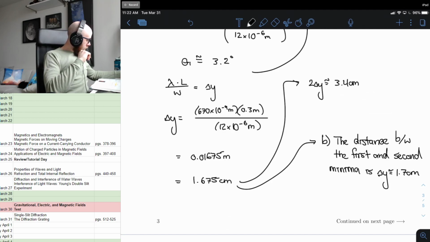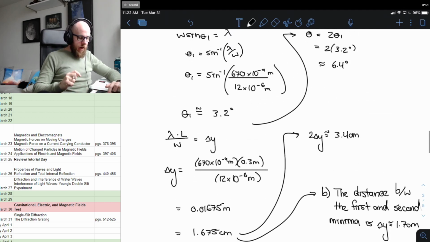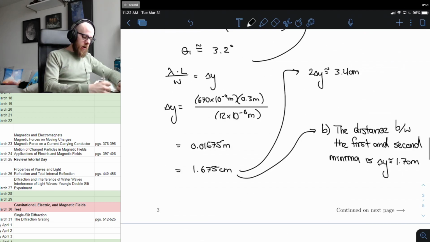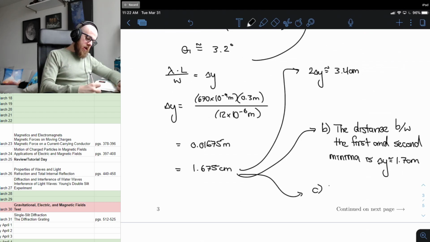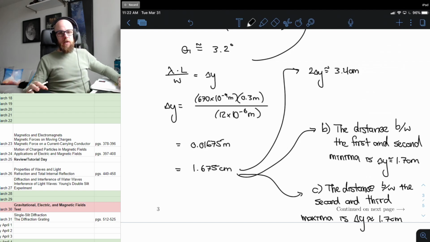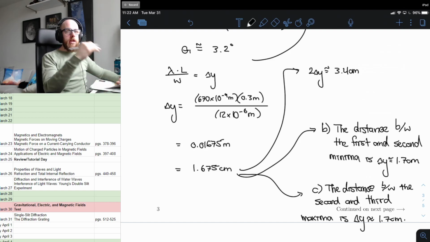All right. And the distance between, again, going back up to part C here, determine the distance between the second and third maxima. Again, that's just delta y, right? So part C, the distance between the second and third maxima is also delta y. All right, so it's a very nice symmetric pattern, and it repeats uniformly. Okay, so that's pretty cool.